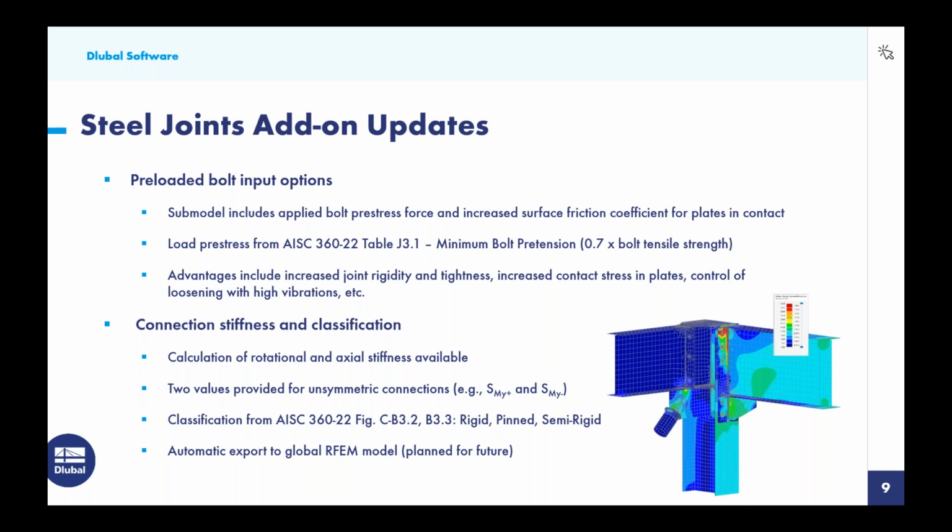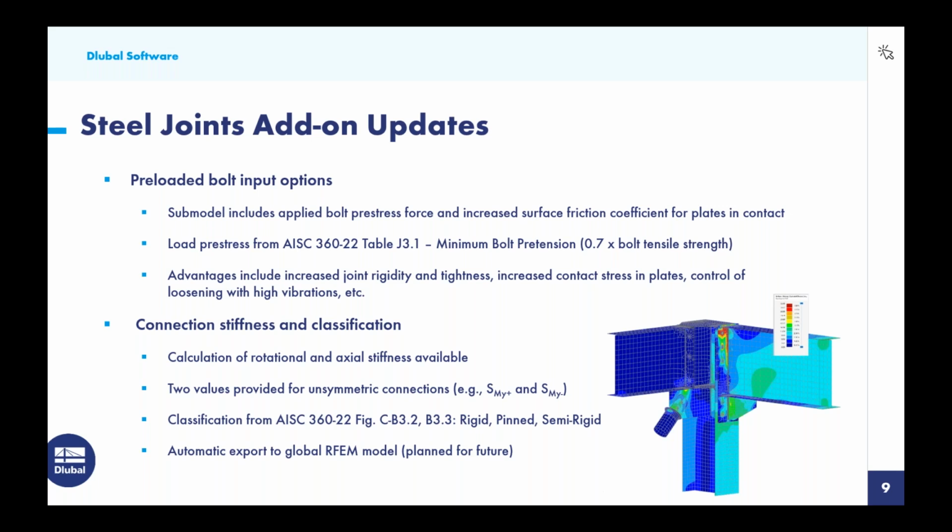So we have the ability in the steel joints add-on to calculate the rotational and axial stiffnesses for each member that frames into that connection point. So two values for each of these are going to be provided. For example, if we take a look at the stiffness of the strong axis bending rotational moment, we will see two values here, a positive and a negative, and this is just depending if the member is in positive bending or negative bending.